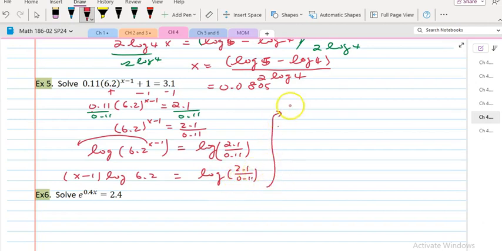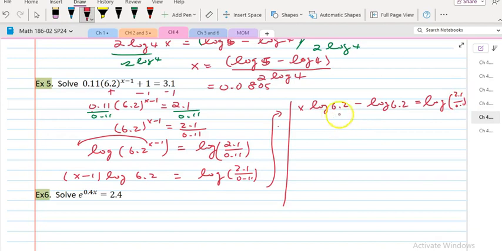Okay, put it on this side. So I'm going to distribute. I have x times log 6.2 minus log 6.2 is equal to log 2.1 over 0.11. And then of course I add on that side. So it'll be x log 6.2 equal to log 2.1 over 0.11 plus log 6.2.